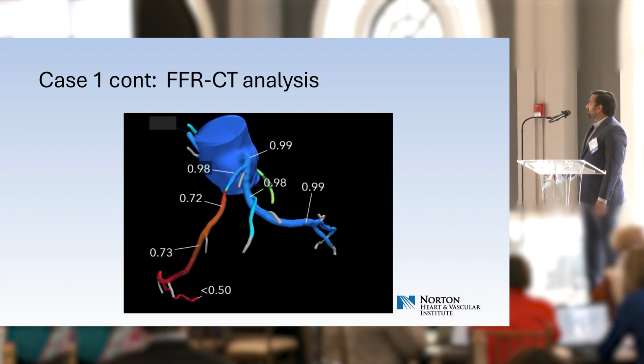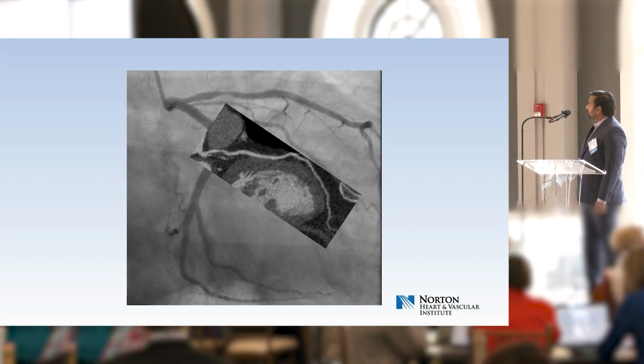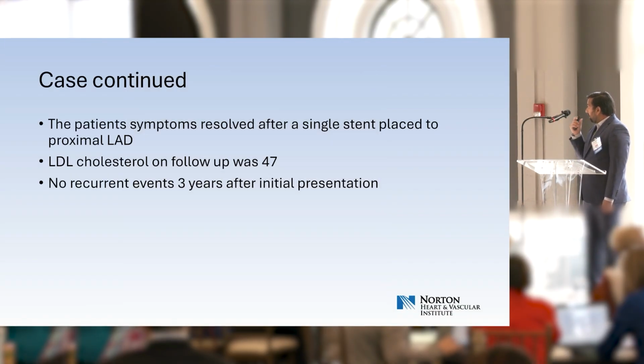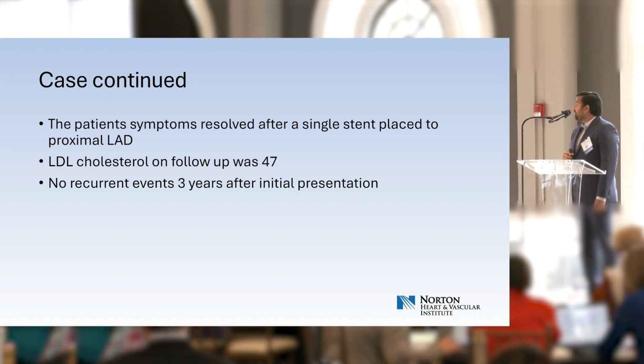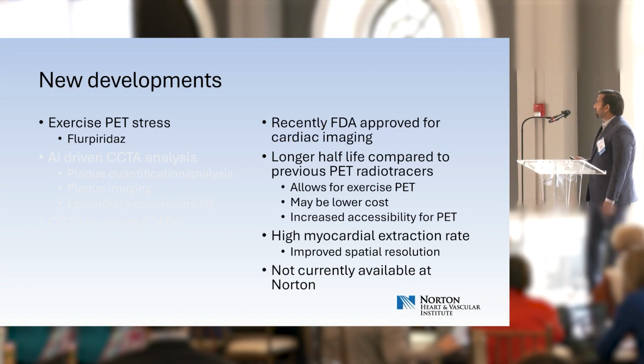So for our patient, he got an FFRCT, and he had a significant FFRCT, as less than 0.8 is considered probably significant. He ended up getting a cardiac cath, and you can see here he had a stent put in the proximal LAD, which correlates really nicely. His lesion compares very nicely to our coronary CT picture. The patient's symptoms resolved after a single stent. His LDL cholesterol improved to 47 with aggressive statin therapy, and he's had no recurrent events, no recurrent symptoms 3 years after his presentation.